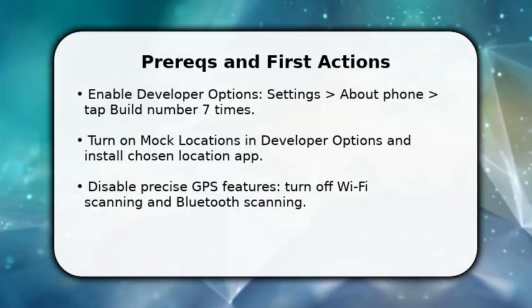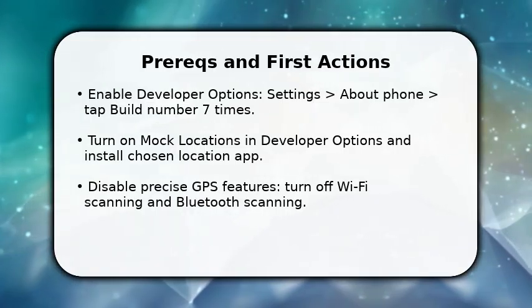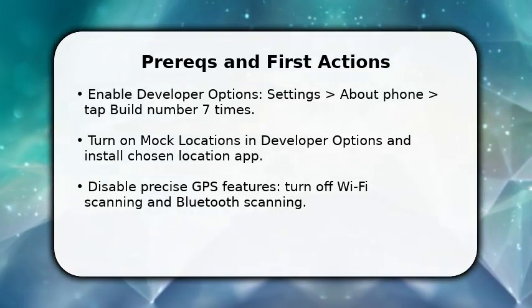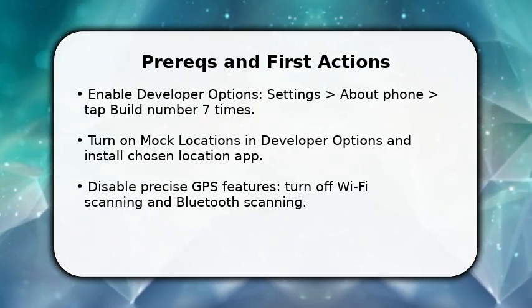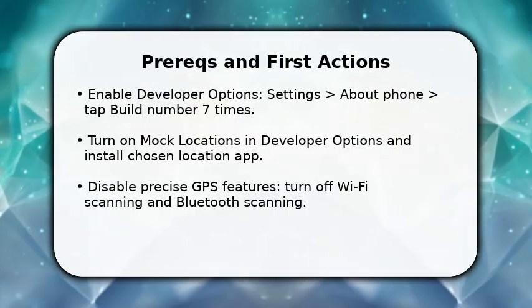Also make sure to disable background location precision features like Wi-Fi and Bluetooth scanning so they won't correct the spoof. These steps let you override GPS quickly and prevent automatic location corrections before you begin the actual spoof.